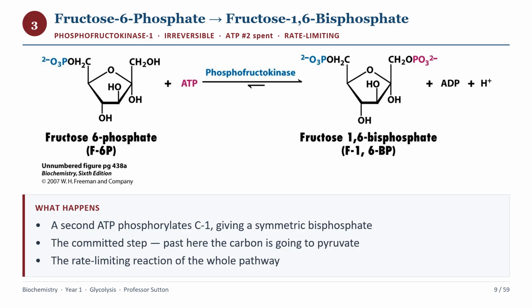Everything upstream of phosphofructokinase 1 had other destinations available. You could go to glycogen or the pentose phosphate pathway. Past this enzyme, the carbon is going to pyruvate. That is what committed means. And that is why the cell puts its main control here rather than at step 1.